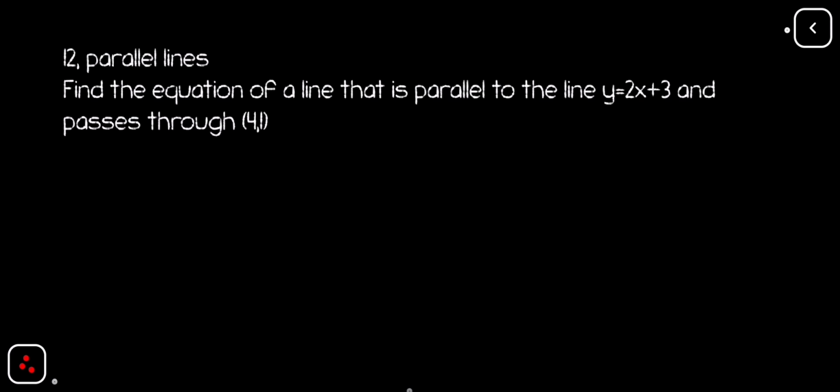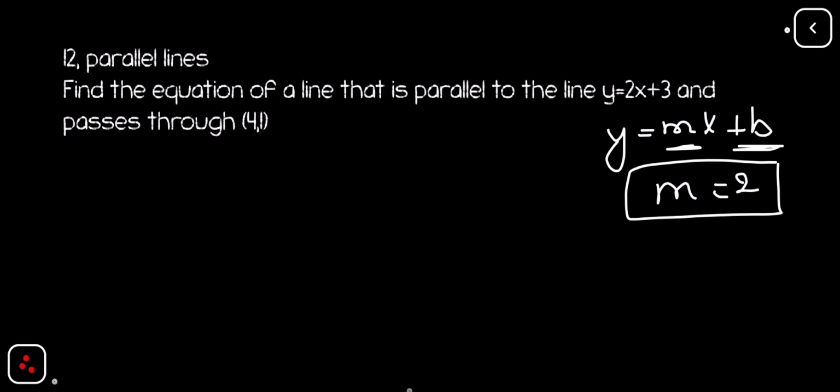Topic number 12 is parallel lines, and find the equation of a line that is parallel to the line y equal to 2x plus 3 and passes through 4 and 1. The first thing that you have to understand is that y is equal to mx plus b. B is the y-intercept, and m is the slope. And m is equal to 2.